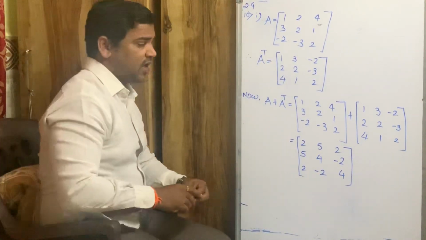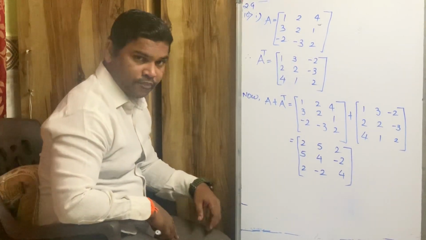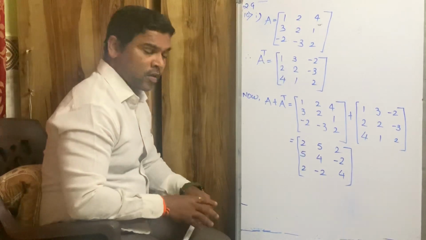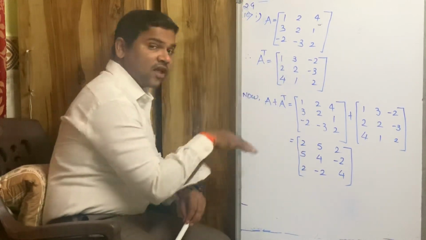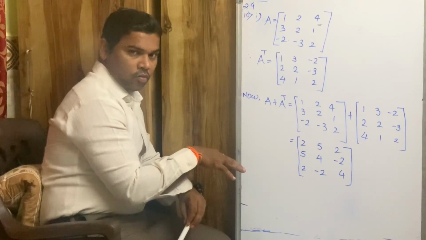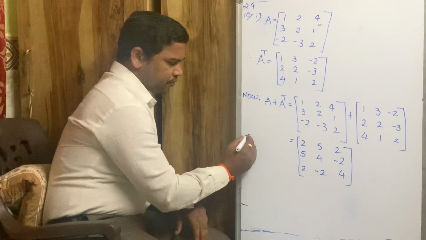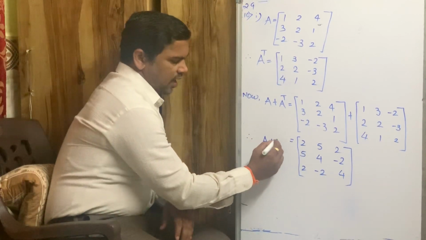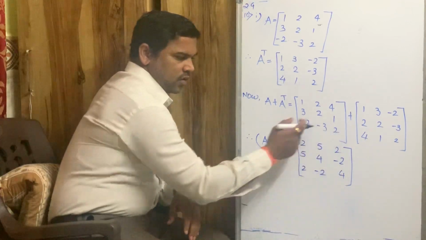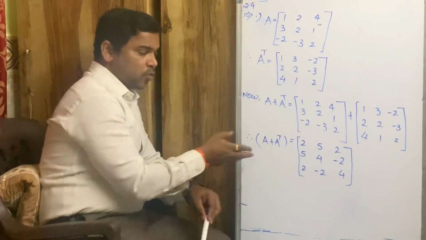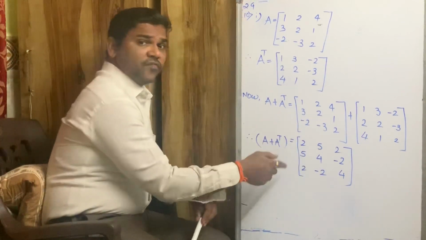Now we have to prove that it is a symmetric matrix. So how can we prove it? This is our A plus A transpose. Now we have to take its transpose again. This is A plus A transpose. Now we have to prove that this matrix is symmetric. Very simple. Just find its transpose.